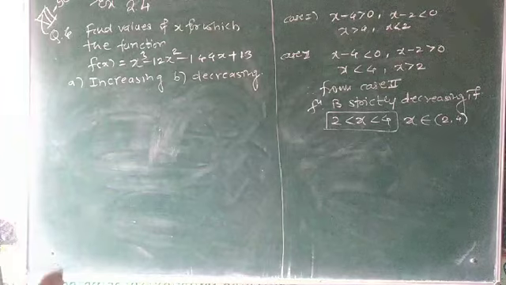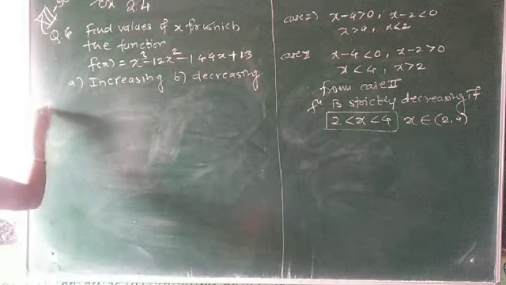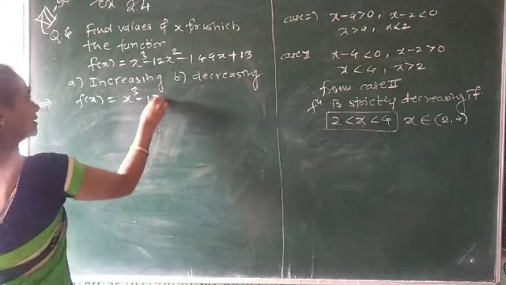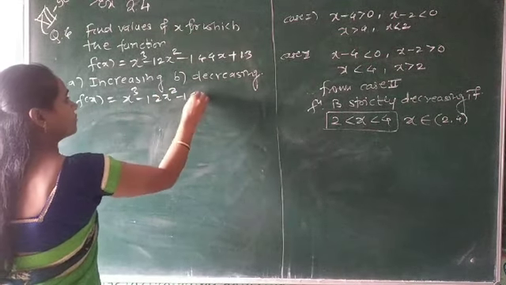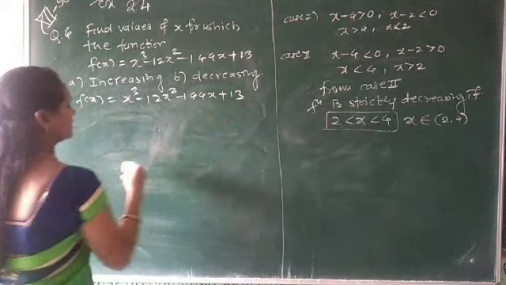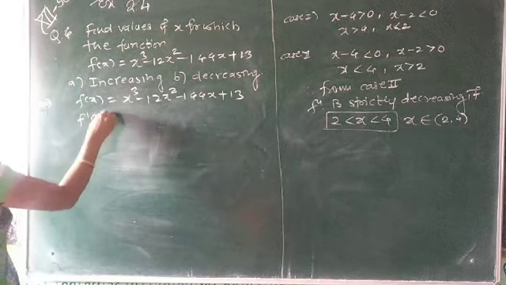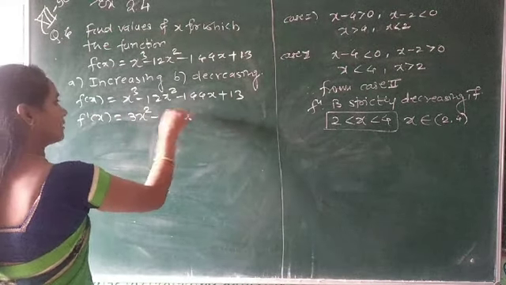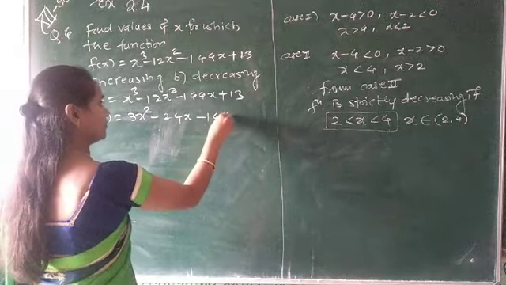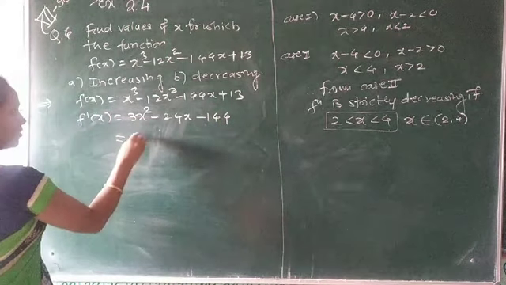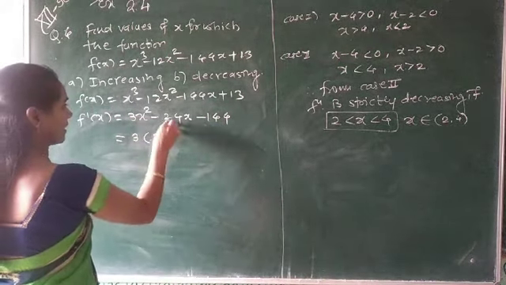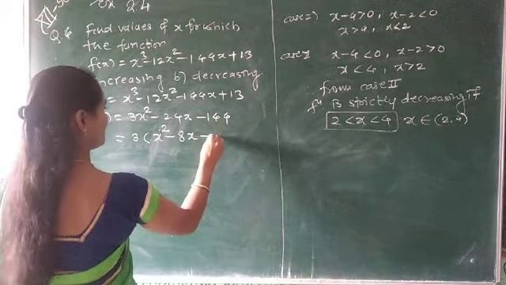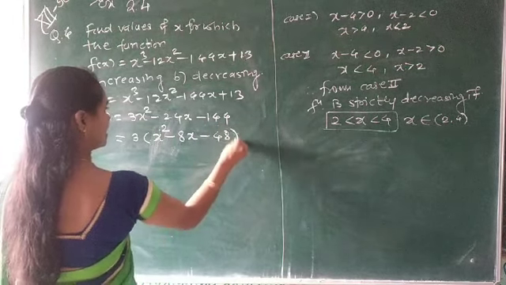So see, first f of x is equal to what? x cube minus 12x square minus 144x plus 30. Take its derivative. f dash of x is 3x square minus 24x minus 144. Now take 3 common from this, then we will get x square minus 8x minus 48, since 3 fours are 12 and 48.